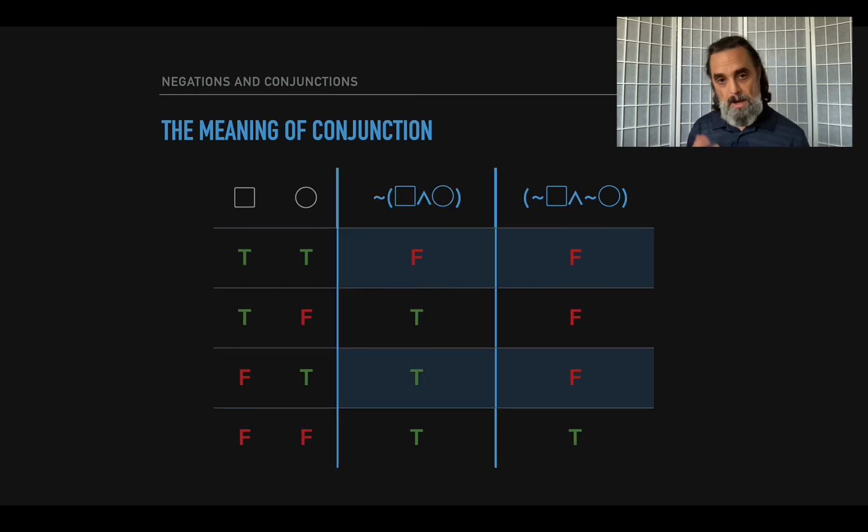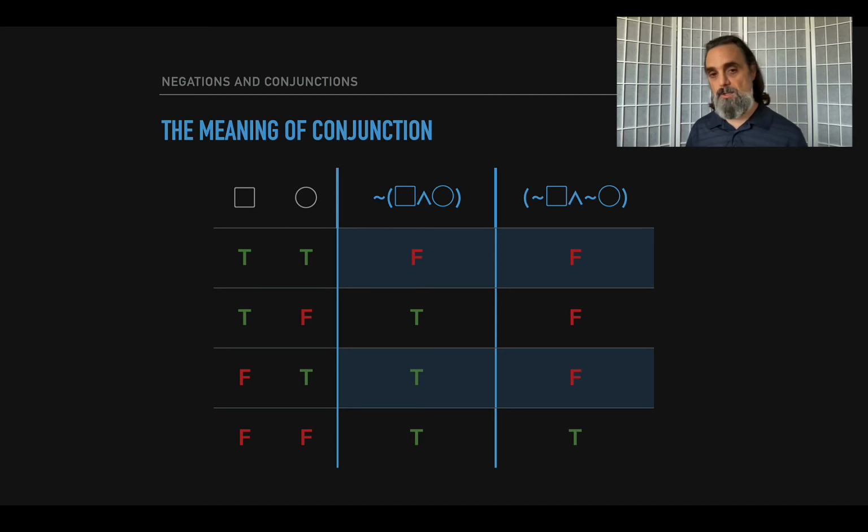And so we can compare, on all those 4 rows, not box and circle on the one hand, and not box and not circle on the other hand. On many of them, they have different truth values. They agree on the top row, when both box and circle are true, both of them are false. And when both box and circle are false, then the negation and the conjunction, the 2 big sentences, are also true. But on the middle rows, when one of box and circle is true and the other is false, then they disagree. So we can see that they say different things.